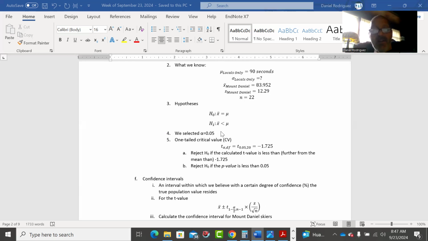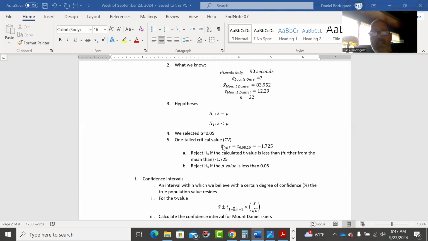So my alternative hypothesis would be that the mean from my skiers would be faster than those from Mount Biscuit, all right? Or that 90 seconds. So we select an alpha of 0.05 for this test, and we're using a one-tailed critical value. It's one-tailed because our alternative hypothesis is directional. One-tailed means it's directional. So what's our critical value?